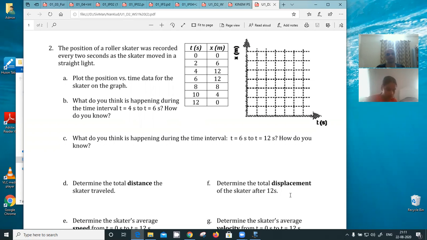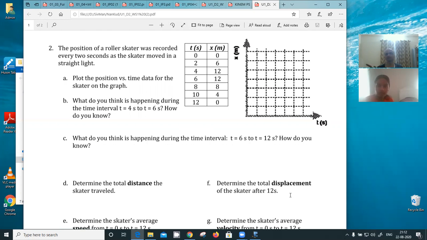Okay. So what is the displacement between 4 seconds and 6 seconds? They're both at 12 meters. So what is the displacement? Just 12 meters? No, 0. See, it is the difference between initial position and final position. From 4 to 6, it's 0. So the displacement from 8 to 10 would be 4 meters. Minus 4.